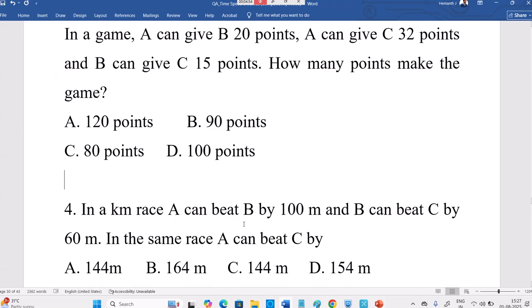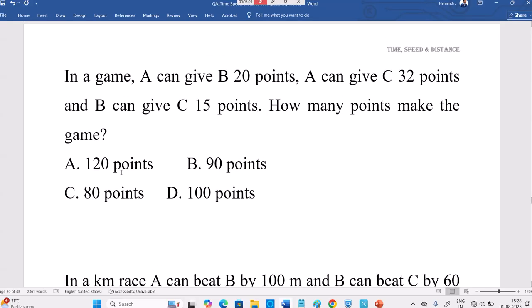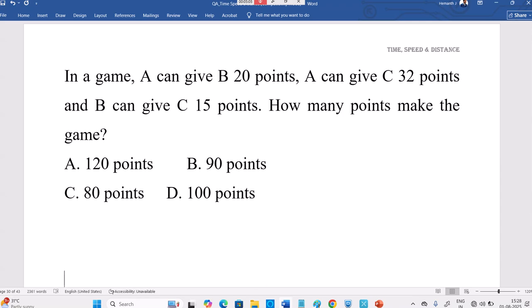Okay, here, in the fourth question you can observe there is a distance mentioned. Fine, but before that, previously 3 questions were discussed so far, where we were given how many points were gained in total. Now in this question, you have to calculate the total number of points of the game. All these 3 games are played for the same number of points, but you don't know it. A gives B 20 points, A can give C 32 points, B can give C 15 points. Now the game is for how much? Then all 3 should be satisfied.